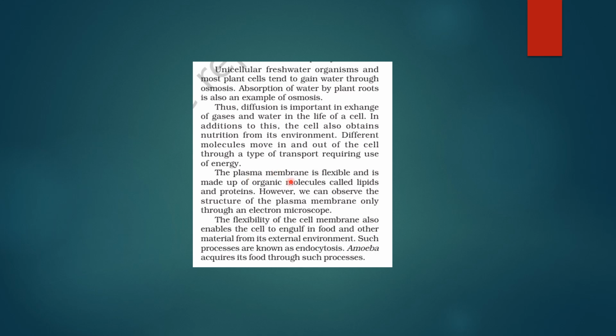So the plasma membrane is flexible, made up of organic molecules called lipids and proteins. But we can observe the structure of the plasma membrane only through an electron microscope. The flexibility of the cell membrane also enables the cell to engulf food and other material from the external environment. Such processes are called endocytosis. Amoeba acquires its food through such processes only. Right?